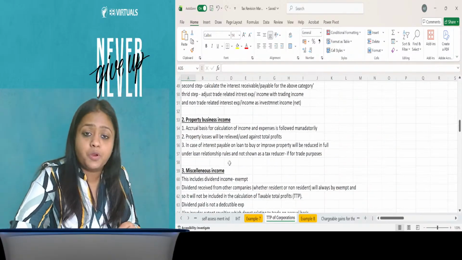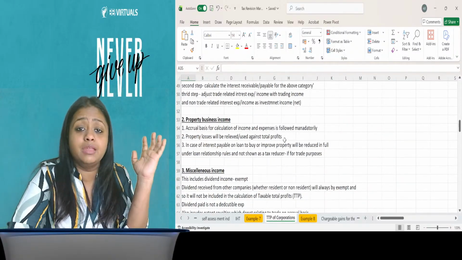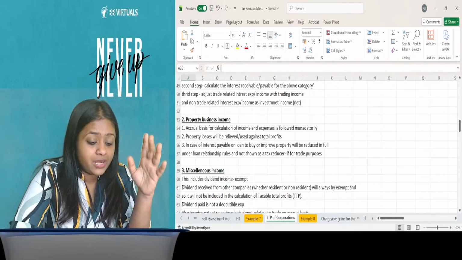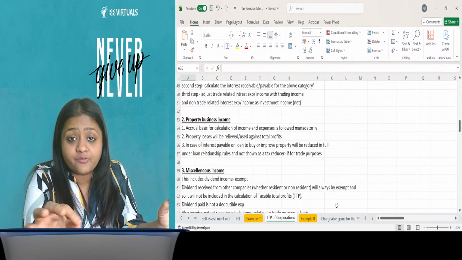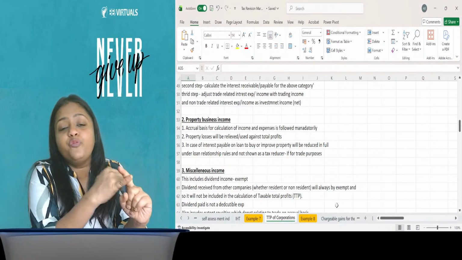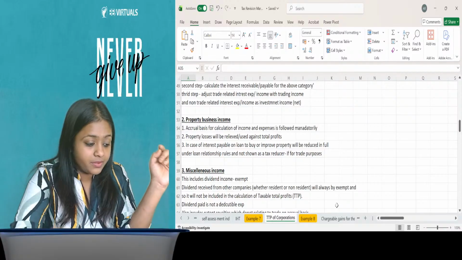Now, the next is property business income. Same rule like individuals you will follow, but understand it is a commercial property. Since it is a commercial property, you will have full finance cost. No, I'm sorry.